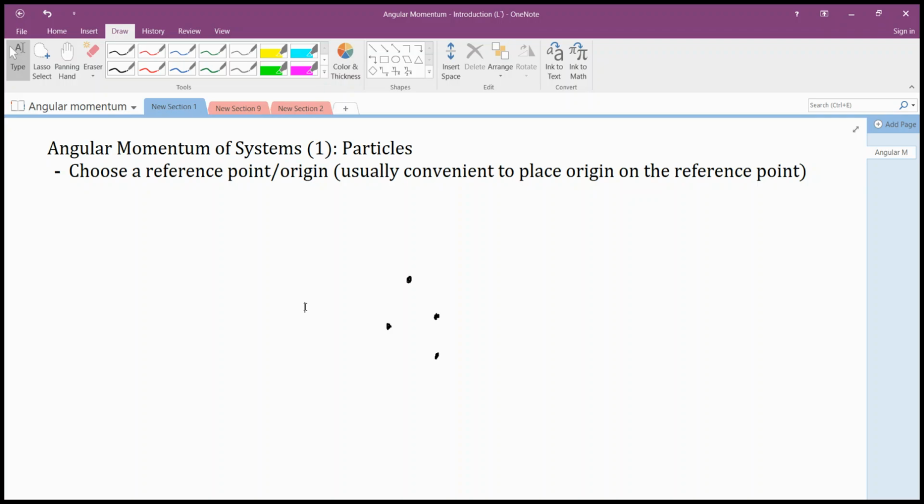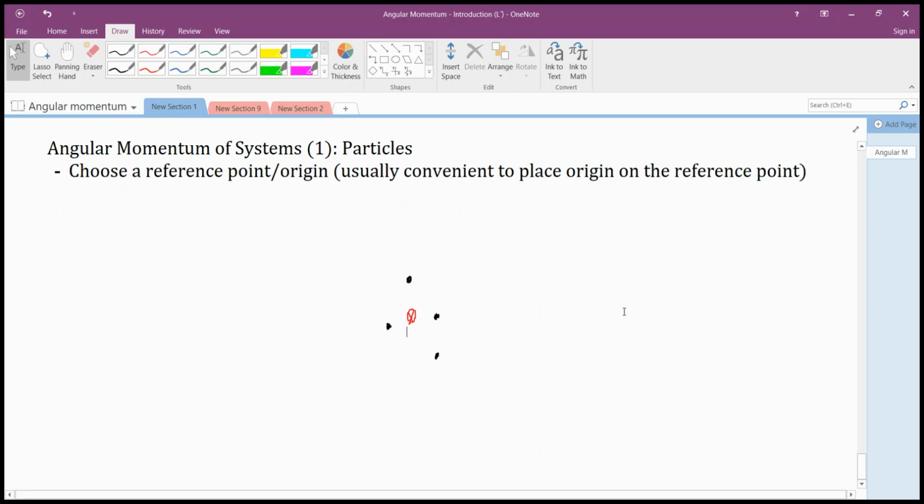As a tip here, usually it is useful to place the origin of your coordinate system on the reference point also. You don't have to, but it is usually convenient to do so. So there we go. I've drawn my reference point for calculating angular momentum of this system of particles in red right there. I will calculate the angular momentum of the system of particles about, or relative to, this reference point.